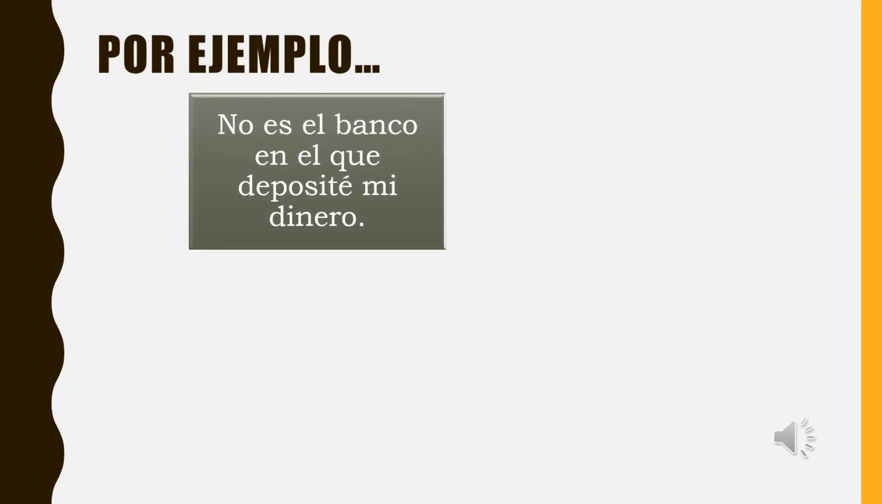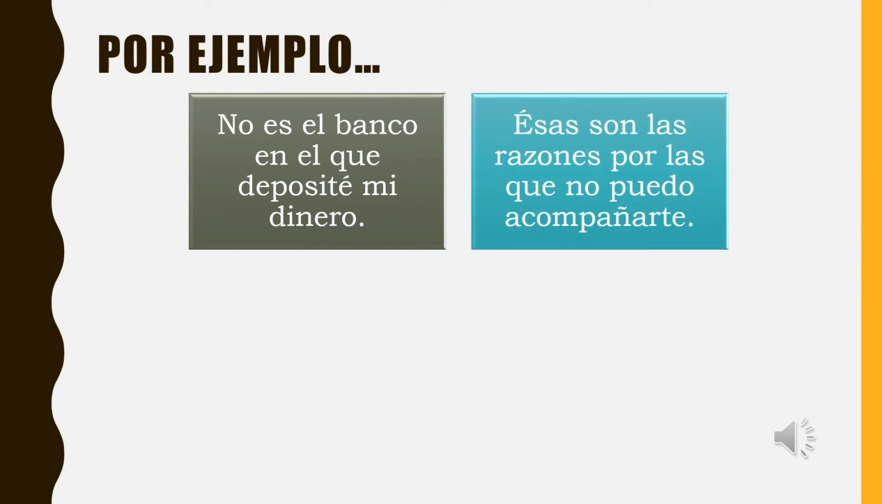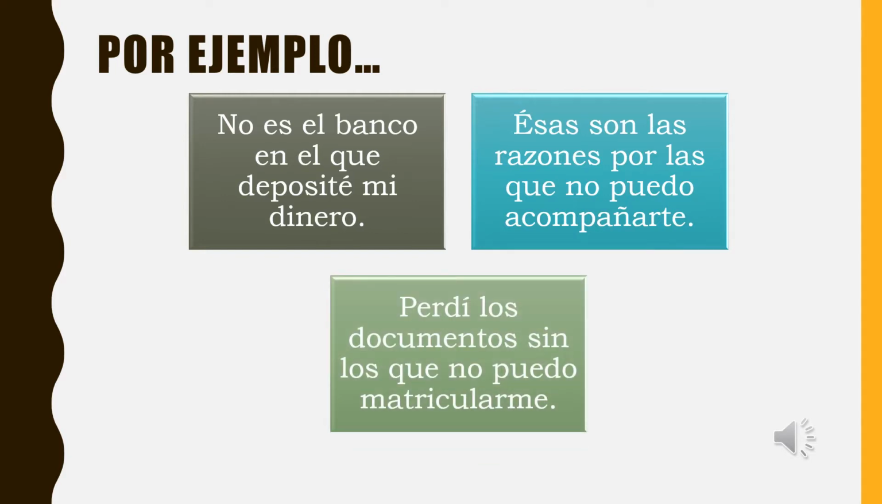In the examples, if we look at the first one, no es el banco en el que deposité mi dinero. In this example, our antecedent and relative pronoun are separated by en, and we're clarifying which bank it actually is. In the second example, esas no son las razones por las que no puedo acompañarte, our antecedent and our relative pronoun are separated by por. And then in the final example, perdí los documentos sin los que no puedo matricularme, we have separation created with the preposition sin.